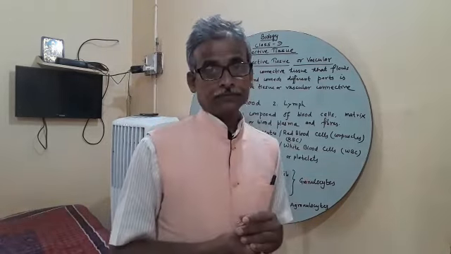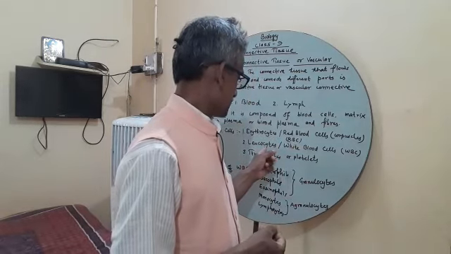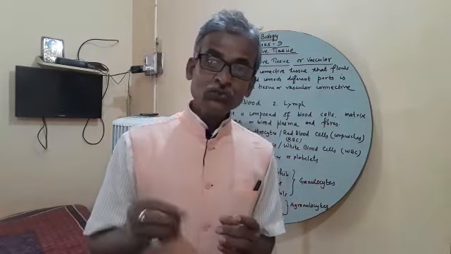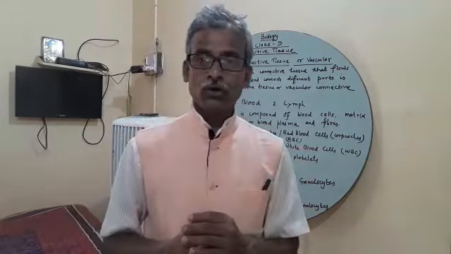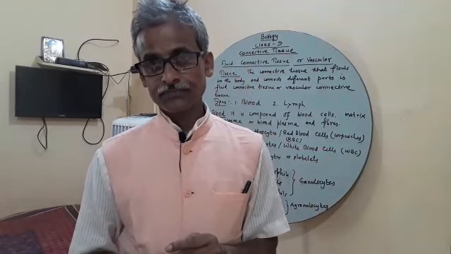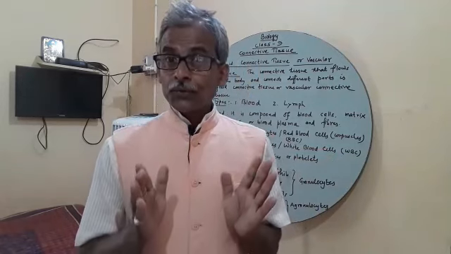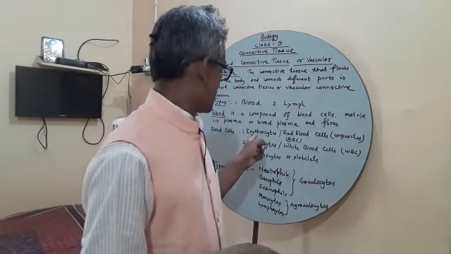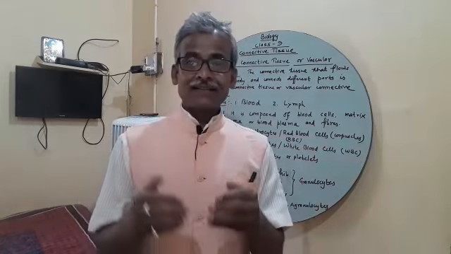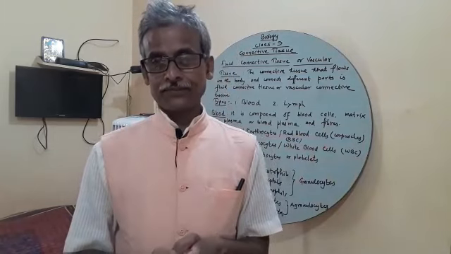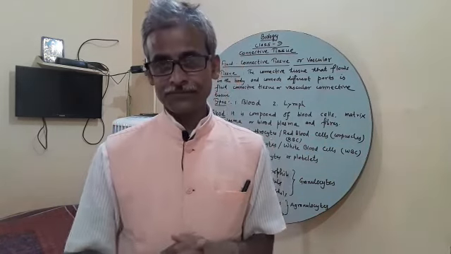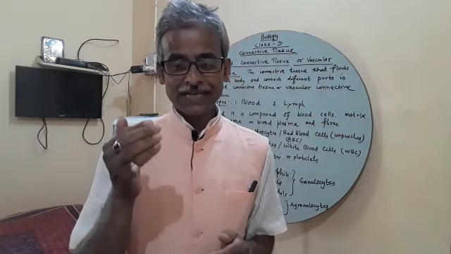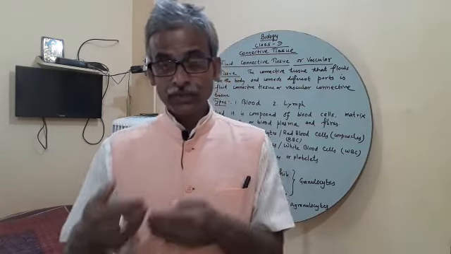The second type of blood cell is leukocyte. Leuco means white, so it is called white blood cells or white blood corpuscles. These erythrocytes are the carriers of respiratory gases. They bind oxygen, carry it to the cells, and carry carbon dioxide from cells to the lungs.